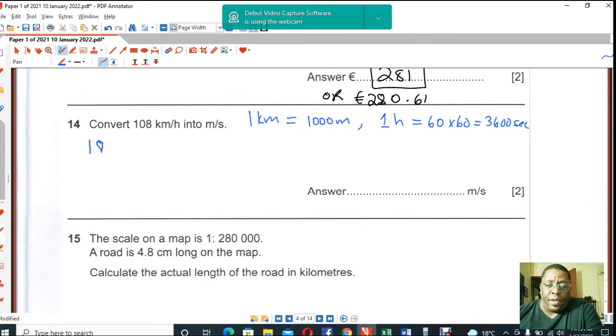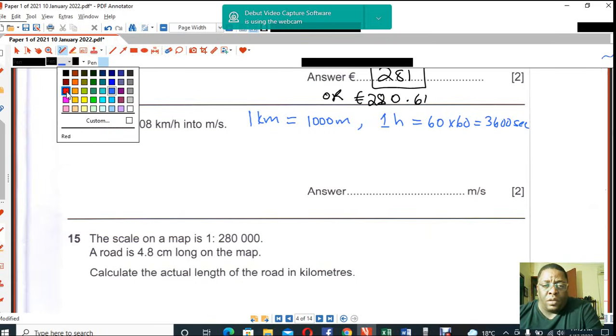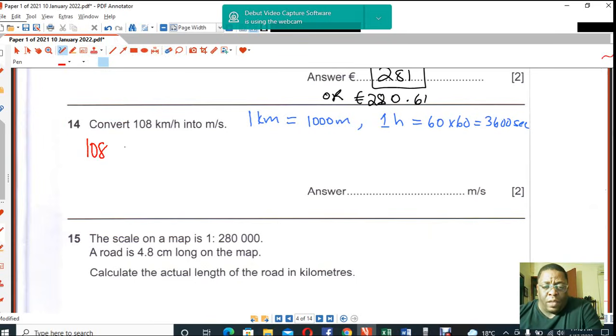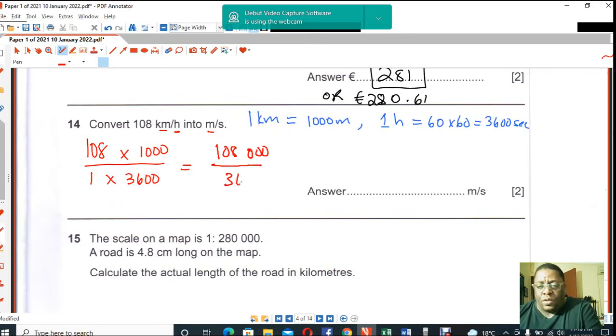So 108 kilometers. To change it to meters, you're going to have to multiply that by 1,000. And if you have 1 hour and you want to change it to seconds, you will have to multiply that by 3,600. Okay, so you have 108,000 over 3,600. So that is what we're working with.